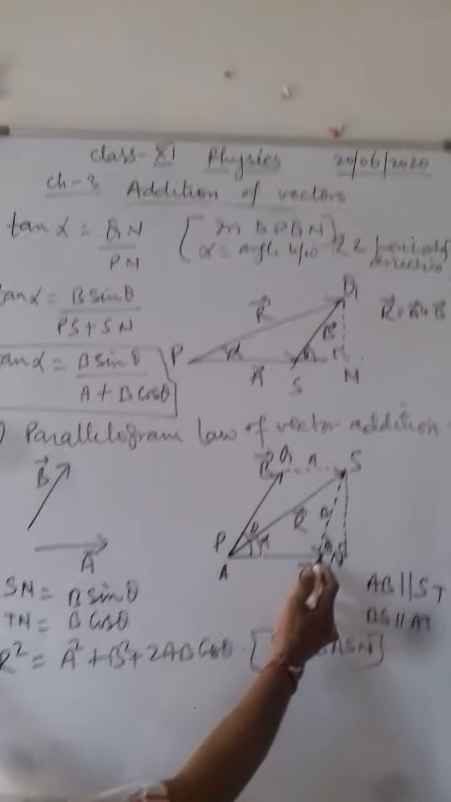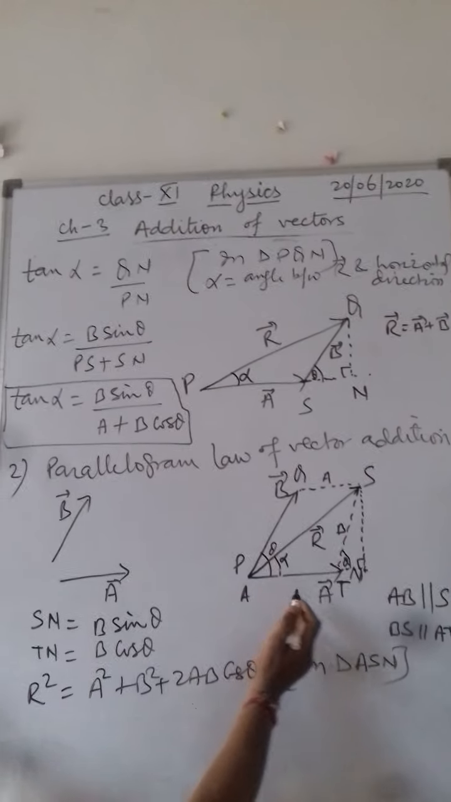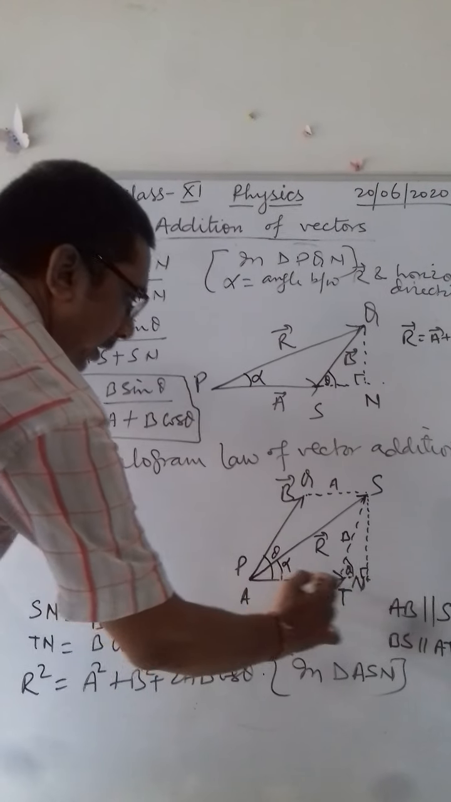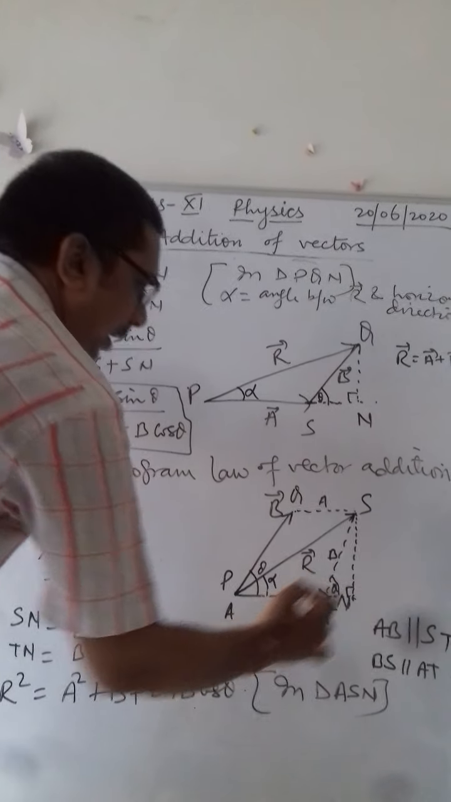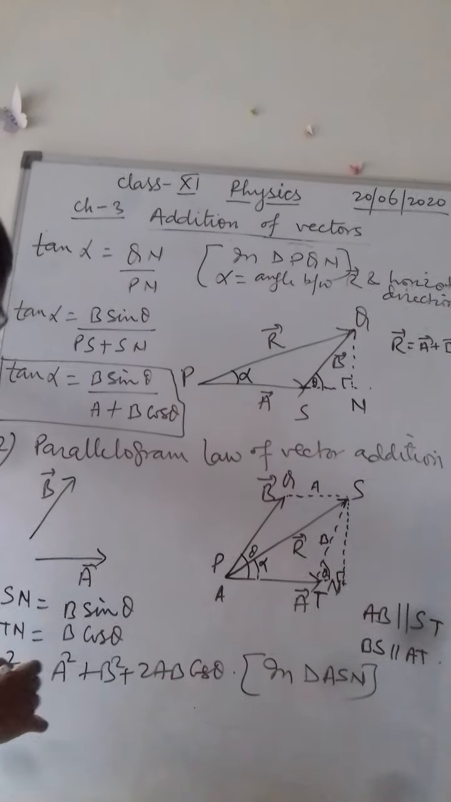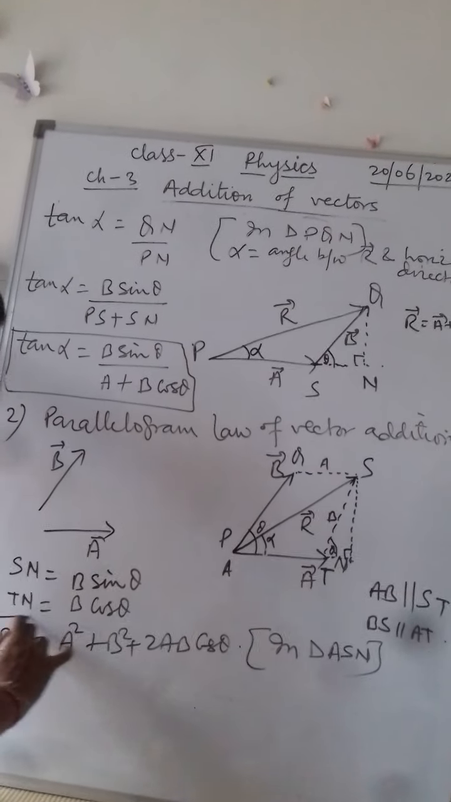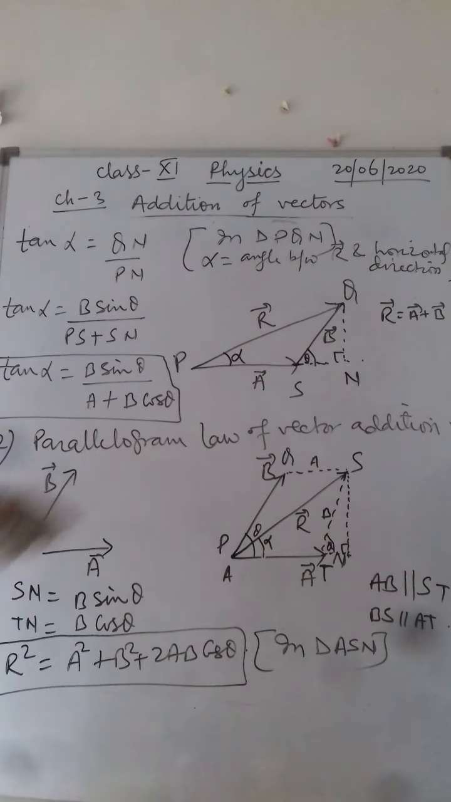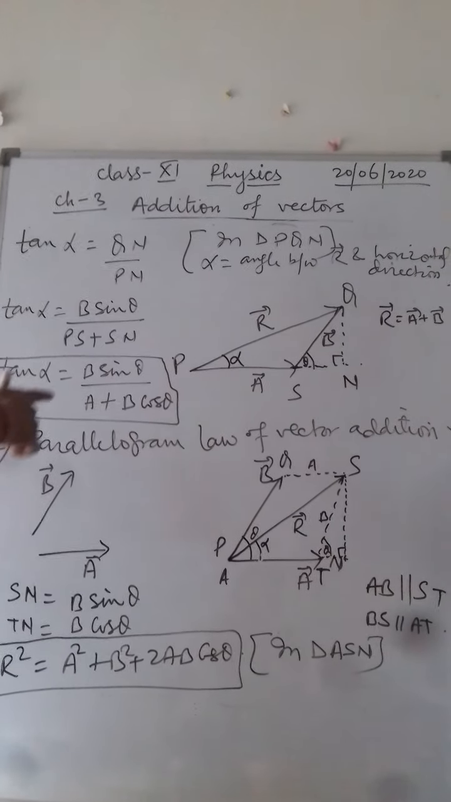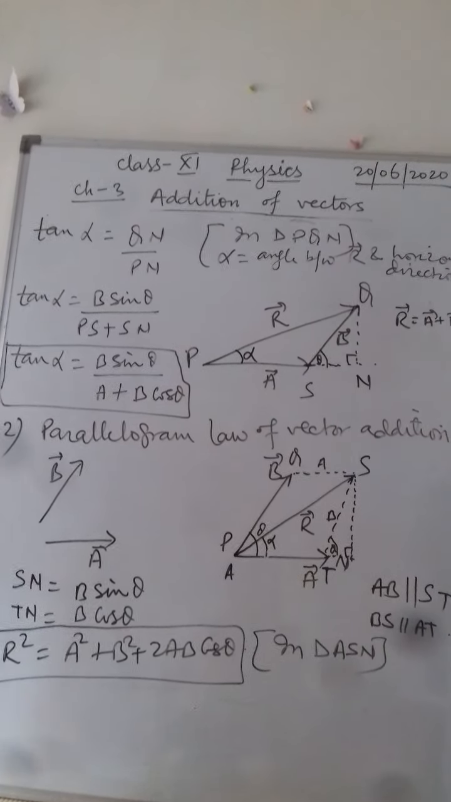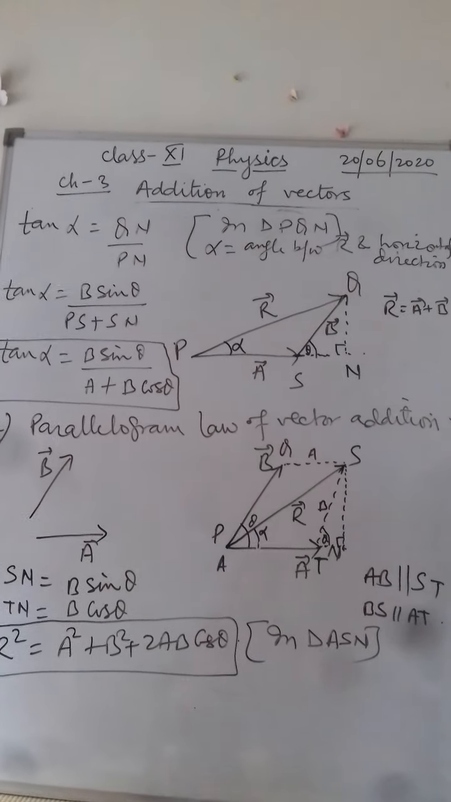This is the angle theta subtended between vector A and vector B. This is the angle subtended by these two vectors. Now we can observe this is the formula of the parallelogram law of vector addition, similar to the triangle law: R square is equal to A square plus B square plus 2AB cos theta. Any doubt? No. Next, third case.